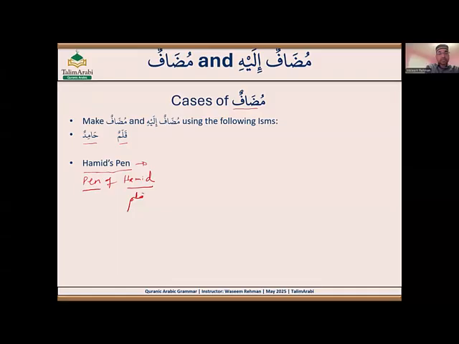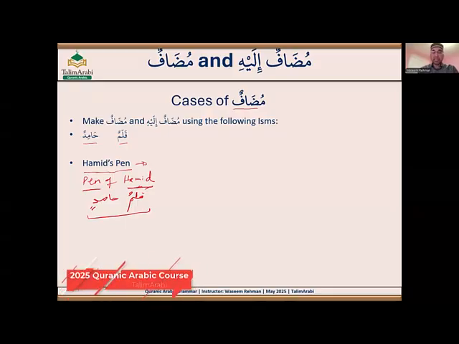Right? So Qalamun will become Qalamu. Why? Because Mudaf is light and there is no al. And Hamidun should be in jar status. Why? Because Hamid is a mudafun ilayhi in this, after "of" is mudafun ilayhi, and mudafun ilayhi is in jar status. So qalamu Hamidin, this is in Arabic. So Hamid's pen or pen of Hamid will be translated in Arabic. It would be qalamu Hamidin.